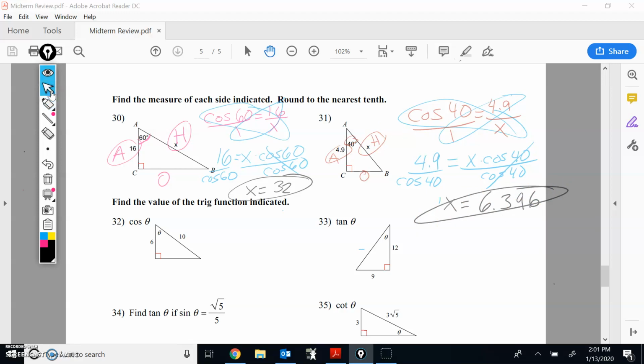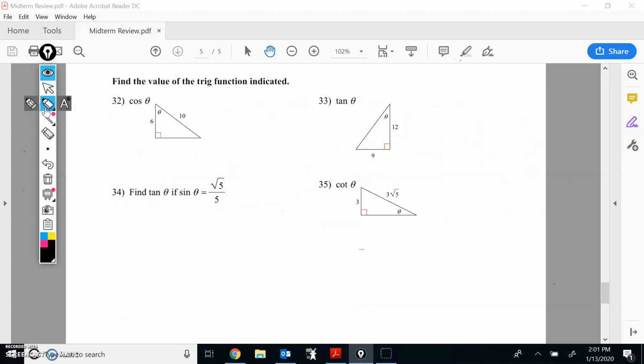Let's move on to 32. 32, not too bad. We're doing the cosine of our angle. Cosine is adjacent over hypotenuse. Here's our opposite, here's our adjacent. Across the right angle is hypotenuse. So all we need to find cosine is adjacent over hypotenuse. Here, look at that. We have 6 adjacent, we have 10 hypotenuse. We can even simplify that to 3/5.